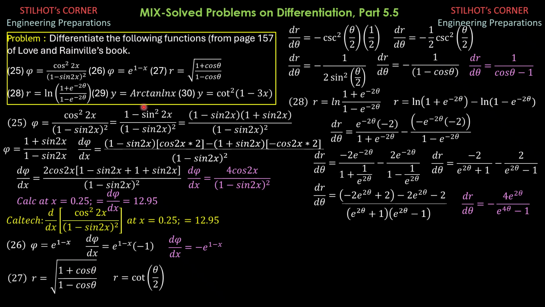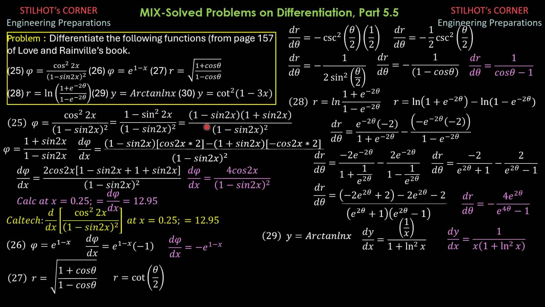29, y equals arctan of ln of x. We imagine ln of x as u. The differential of arctan is differential of u in the numerator. In the denominator, 1 plus u squared. Remember, u is ln x. So the derivative of ln x is 1 over x in the numerator. In the denominator, 1 plus ln x quantity square, or 1 plus ln square x. So 1 over x over 1 plus ln square x. Simplifying, dy dx is 1 over x times quantity 1 plus ln square of x.